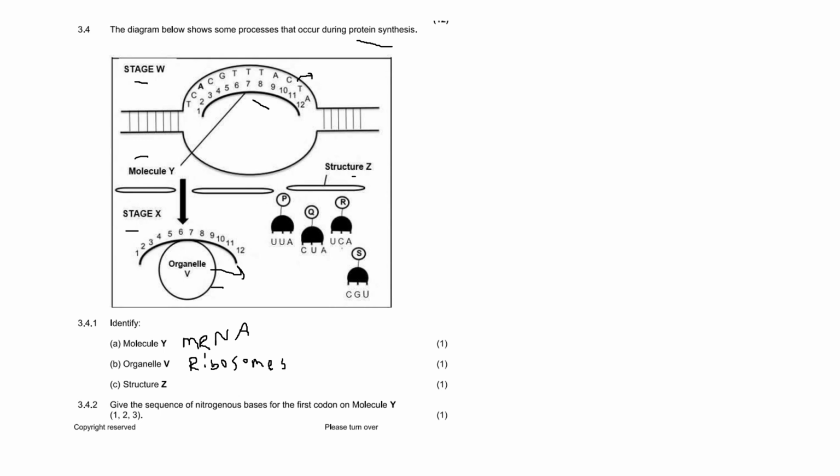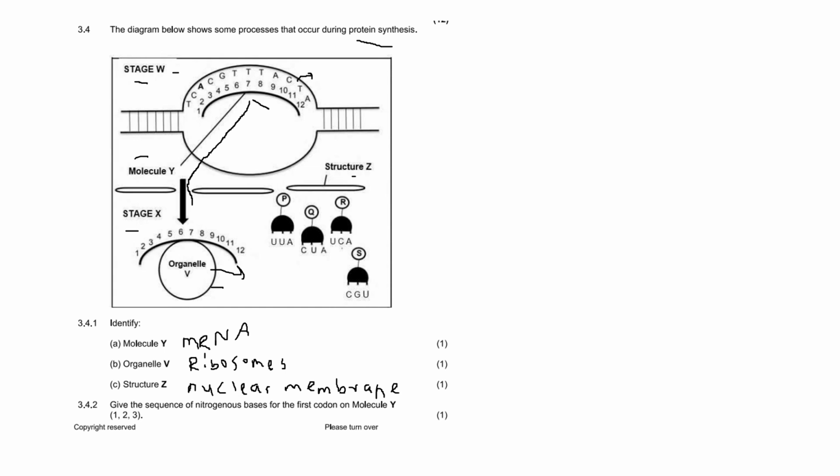Then lastly, what is structure Z? Okay, remember this is transcription. The mRNA that's formed during transcription will then move out of the nucleus through the nuclear pore. So if that's the nuclear pore, Z should be the nuclear membrane. Look at the nucleus, the nucleus is the whole thing, and the outer layer should be the nuclear membrane. Then the hole that the mRNA goes out through will be the nuclear pore. So Z should be the nuclear membrane. That's where the mRNA will leave after transcription to go to the cytoplasm to form proteins during translation.